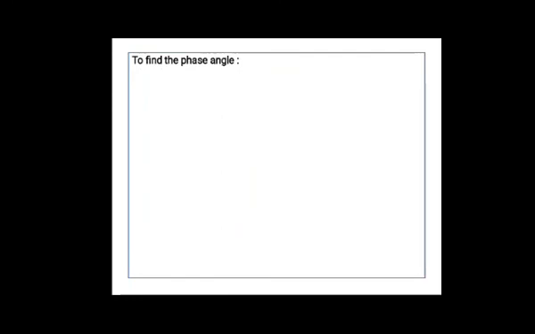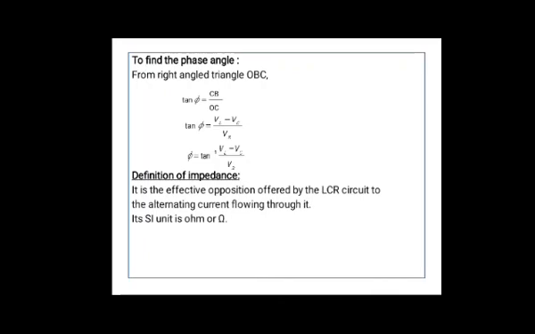Now we want to find the phase angle. To find the phase angle, again take the help of the right angled triangle OBC, but now apply tan phi. In that triangle, tan phi is equal to CB divided by OC. CB is VL minus VC, and OC is VR. This can be written as phi is equal to tan inverse of VL minus VC divided by VR. Now this phase angle is represented in terms of voltage. You can express it in terms of opposition also by substituting the values of VL, VC and VR.